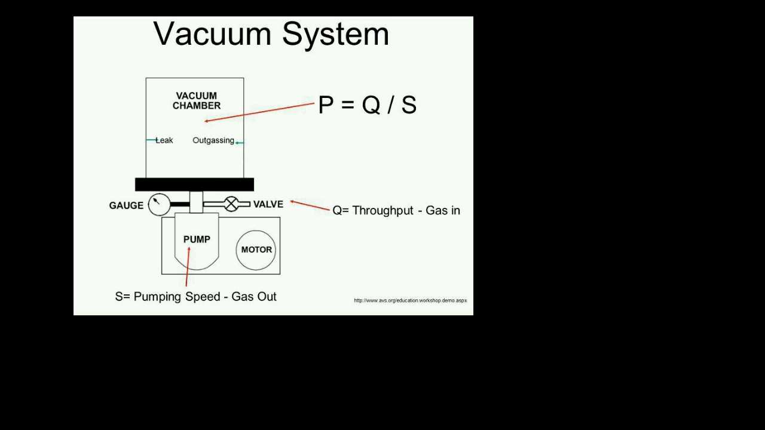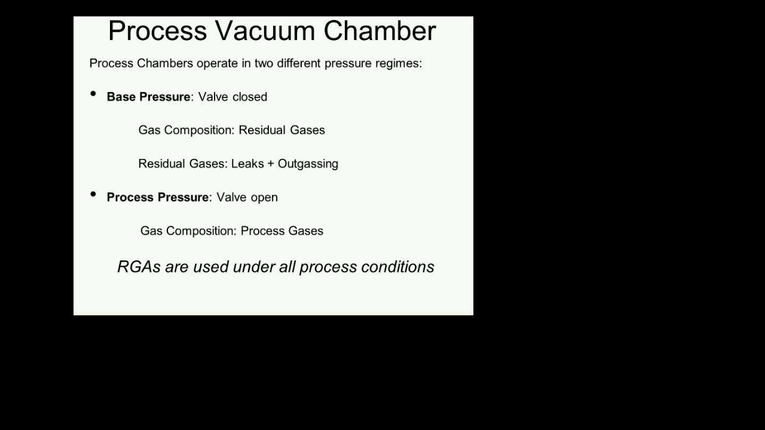So unfortunately, because there is always outgassing in chambers and there is often leaks, the value of Q is never 0. Therefore, it doesn't matter how big S is, how big your pumping station is, you will never achieve P equals 0. So I'm going to talk about two pressure regimes in a process vacuum chamber like this one. I'm going to talk about base pressure.